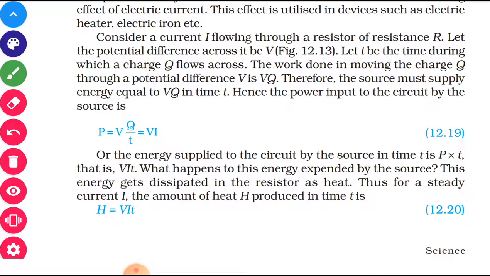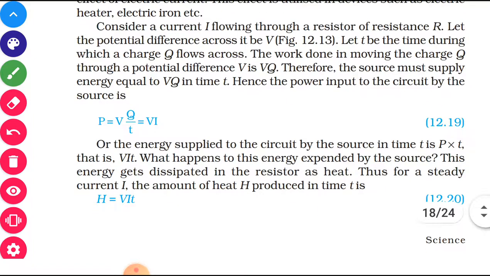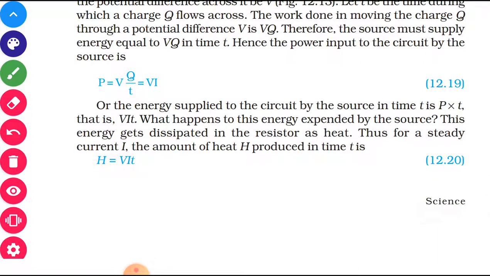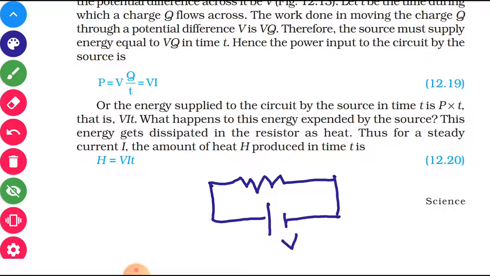Now we consider the electric current I flowing through a resistor of resistance R. Let the potential difference be V. Let t be the time during which the charge Q flows across. So you have a circuit in which, for example, one resistor is joined, and a battery is kept here whose potential difference is V, and say I amount of current is flowing for some time, that is t.